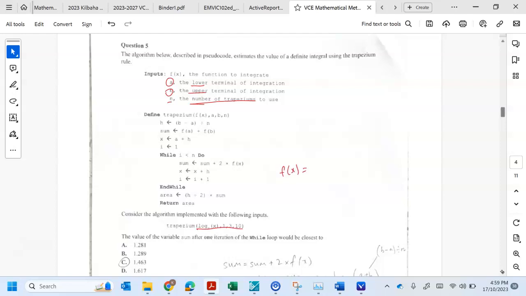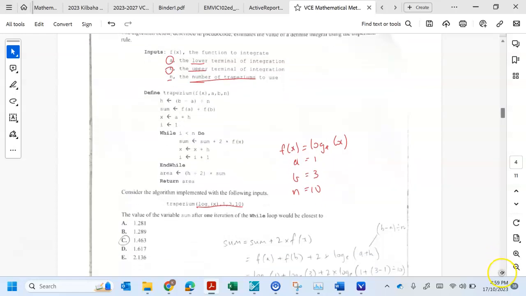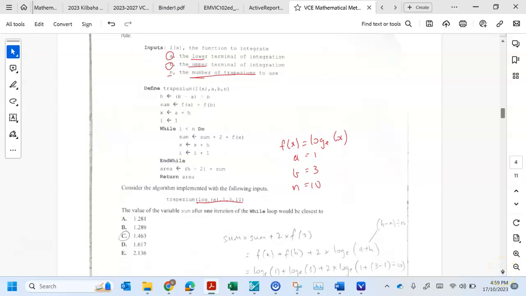So f of x is equal to log base e of x, a is equal to 1, b is equal to 3, and n is equal to 10. So make sure you can interpret that as well as do the pseudocode, because as we're seeing with other questions, it's sometimes just interpreting things like that. All right, so the value of variable sum after one iteration of the while loop would be closest to. So we're only going through it once. So we've got all these values being defined here.